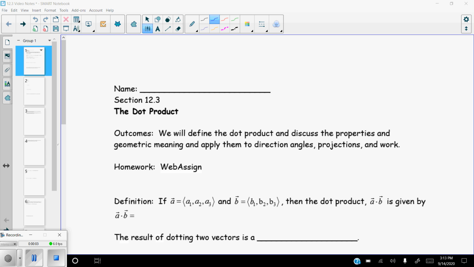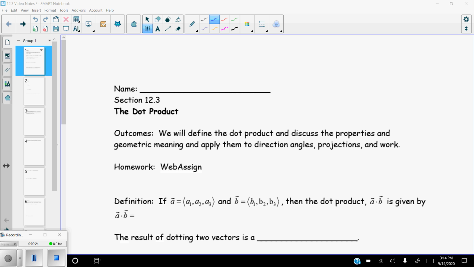All right, we are in section 12.3. This lesson is about what's called the dot product. So our outcomes are we're going to define the dot product and discuss the properties and the geometric meaning, and apply them to the direction angles, projections, and what's called work.